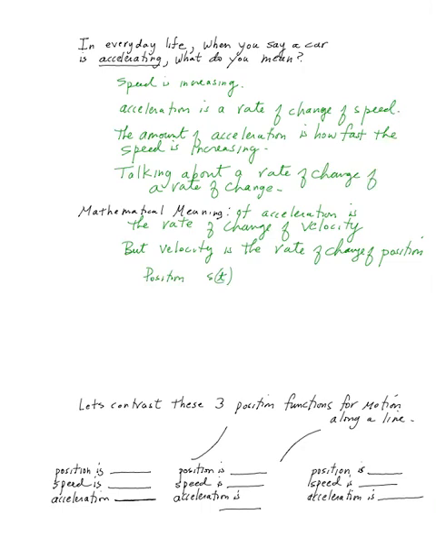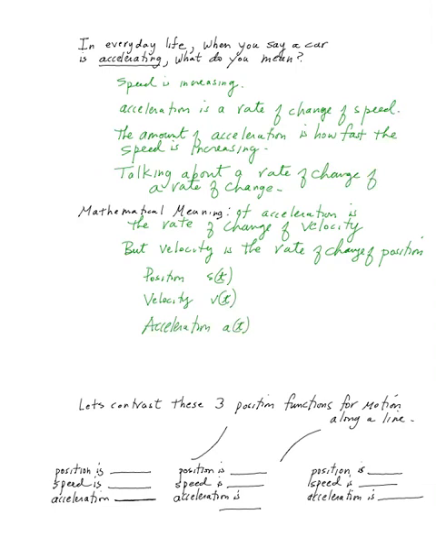Could be a car driving along a straight flat road. Could be you dropping a ball from a height. The motion would be on a vertical line. You could be walking in front of the CBR. Position is S of t. Velocity is V of t. Acceleration is A of t.